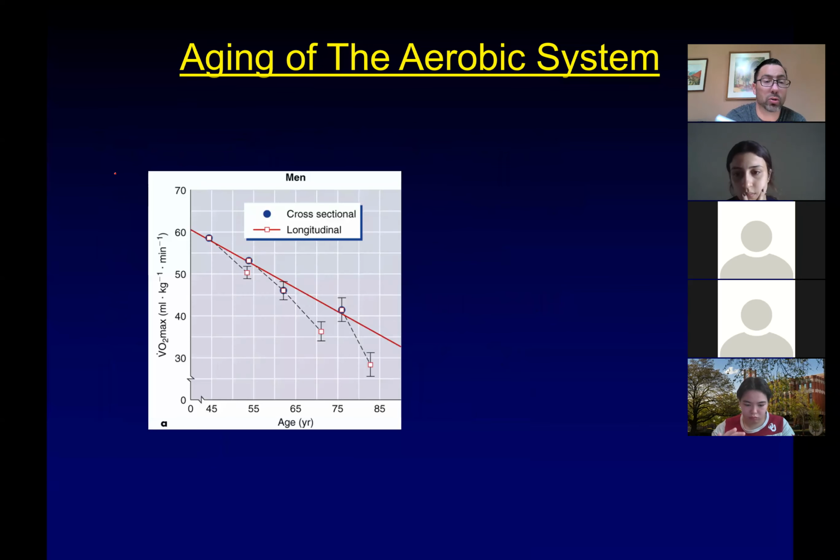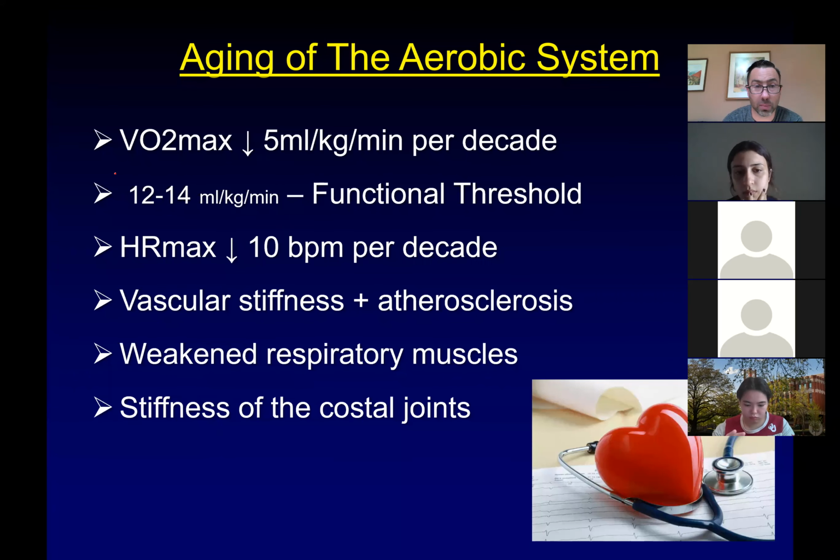The functional threshold, the VO2 max that you need to be able to just get up and walk around and do the most minimal of things, is maybe 12 to 15 mLs per kg per minute. So for those of you in the mid 30s, if you lose 5 per decade and follow this normal pattern, by the time you're about 60 or thereabouts, you're going to be very, very near your functional threshold.